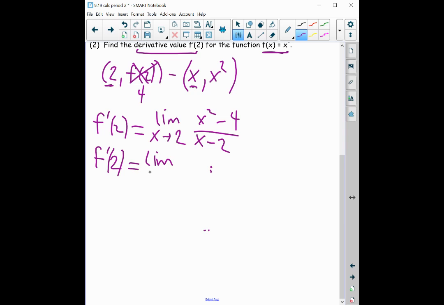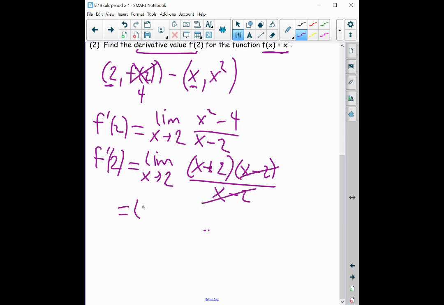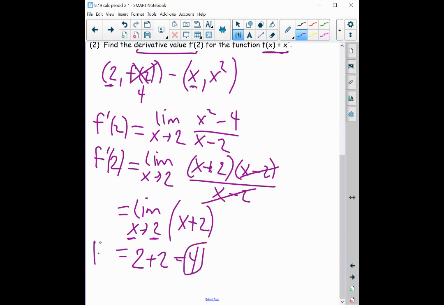So what I'm going to do is take this expression and simplify it. If I factor my numerator, I can see that I have an x minus 2 that cancels. So I end up with the limit as x approaches 2 of x plus 2, my simplified expression. Now I'm going to take the limit. Everywhere I see x, I'm going to replace it with 2, which gives me 4. So that tells me f prime of 2 is equal to 4. So you can see the slope is the same, which makes sense. It's the same point, the same function. Everything should end up with the same answer. It's just a different way.